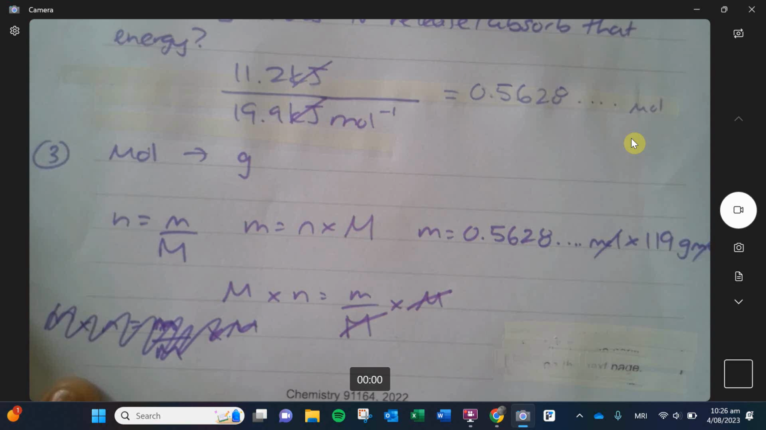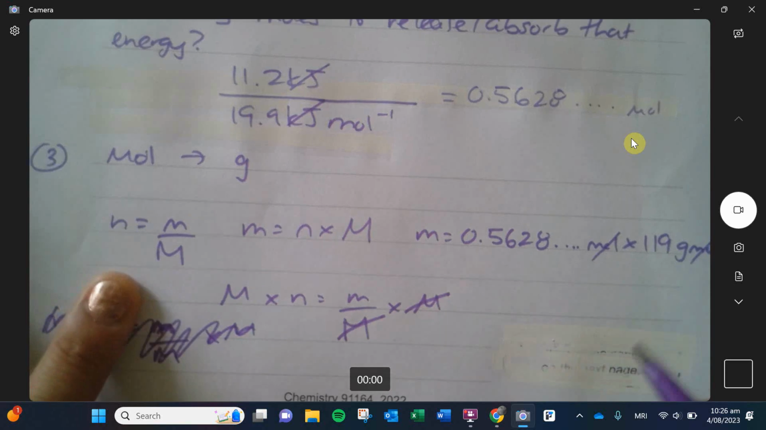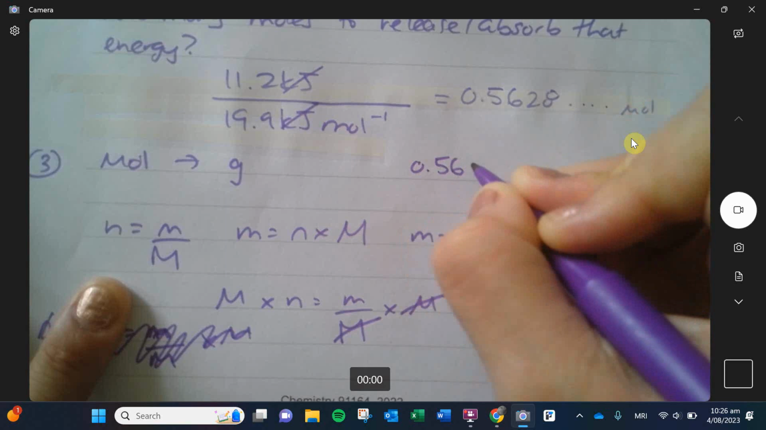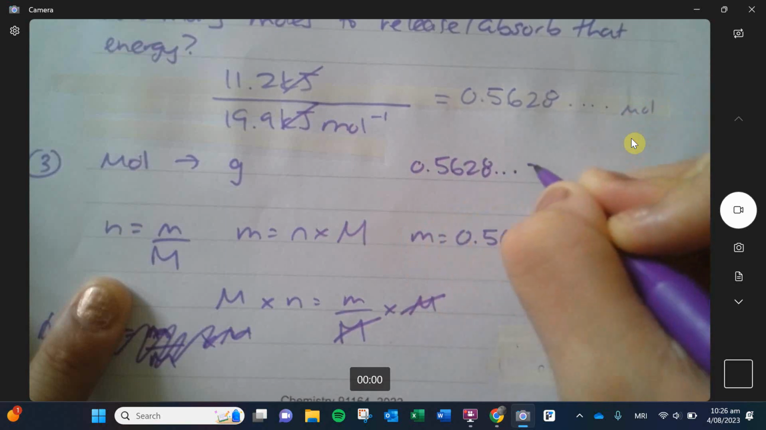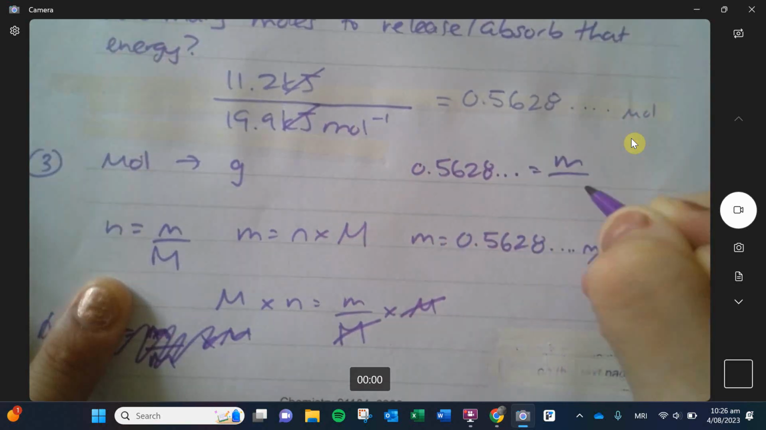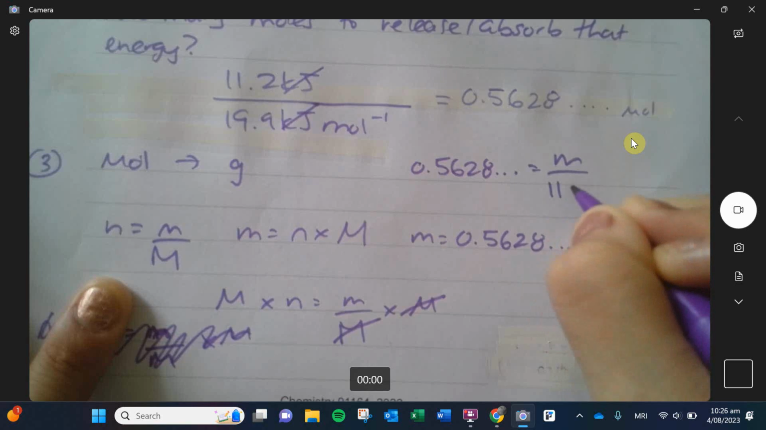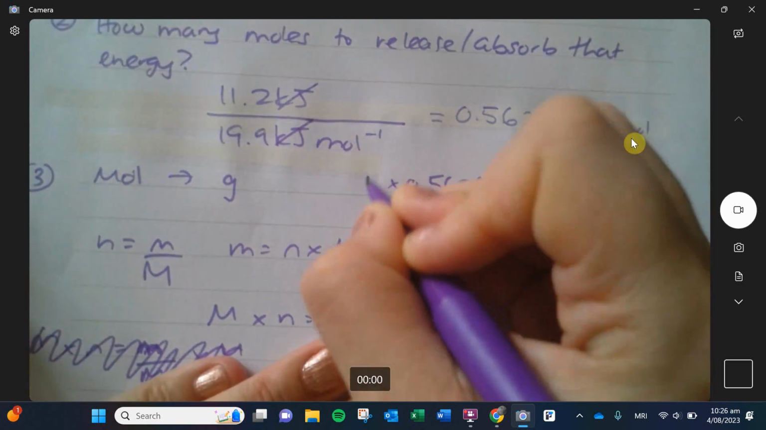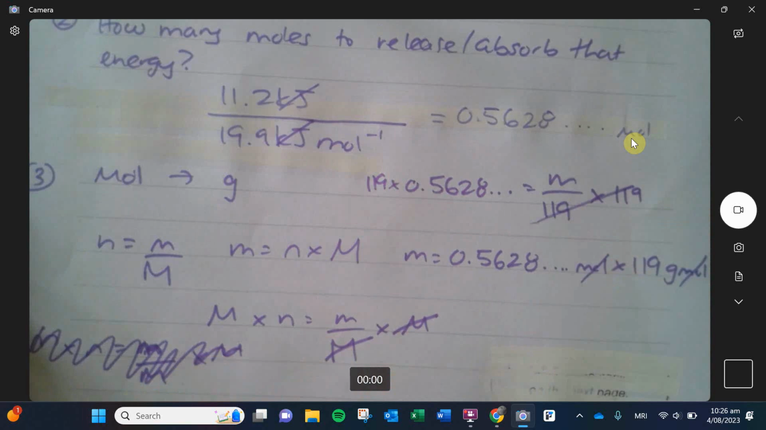The other option is you can plug in the numbers and you can rearrange it that way. So if I wanted, I could do 0.5625 equals m divided by 119. And then I could just multiply by 119 on both sides. It's the same calculation, whichever way you guys prefer.